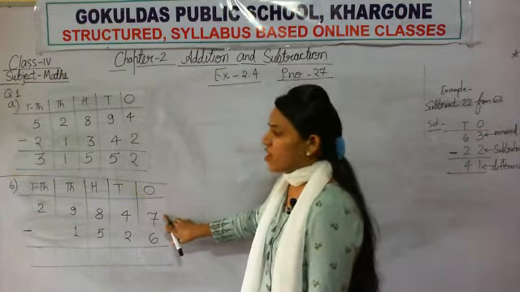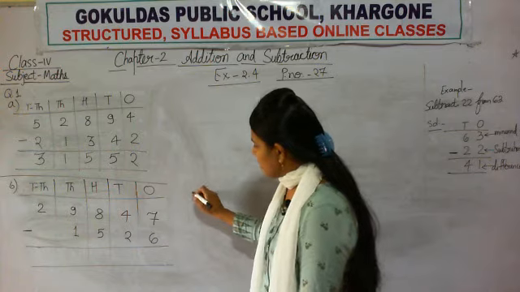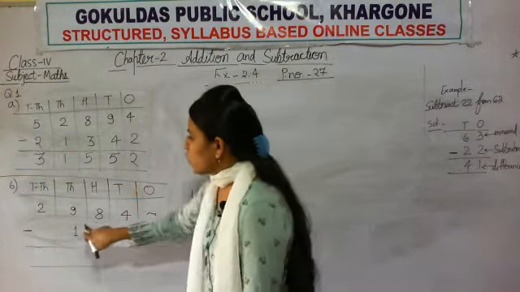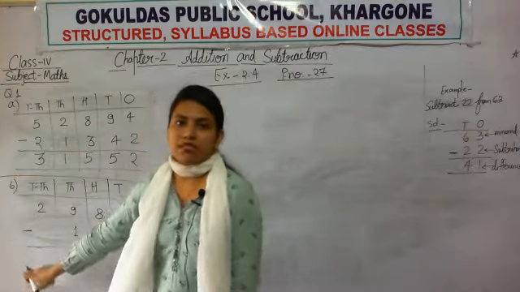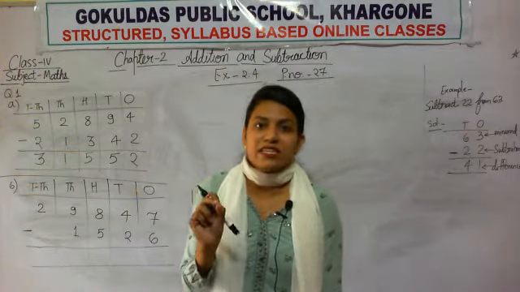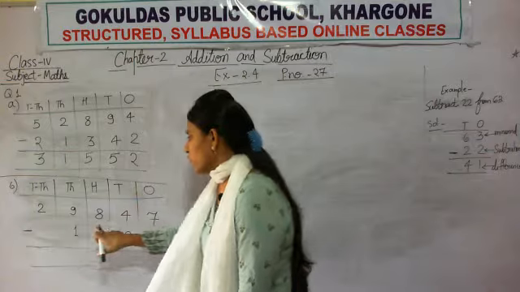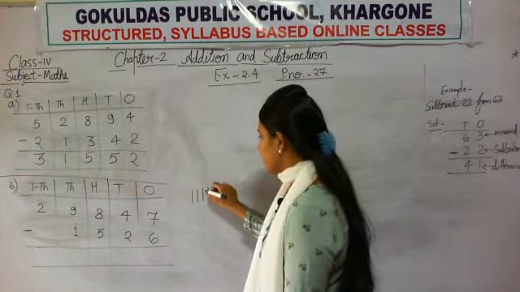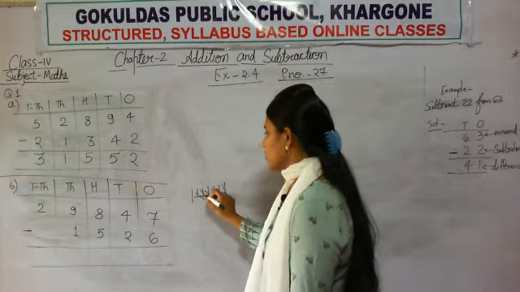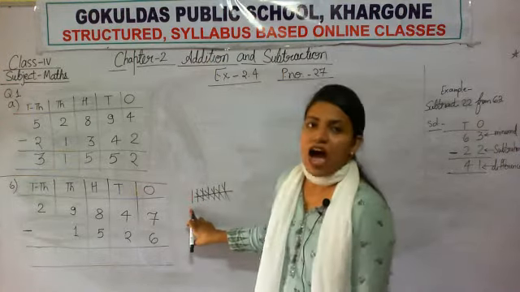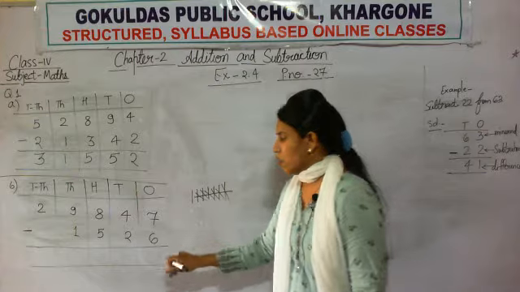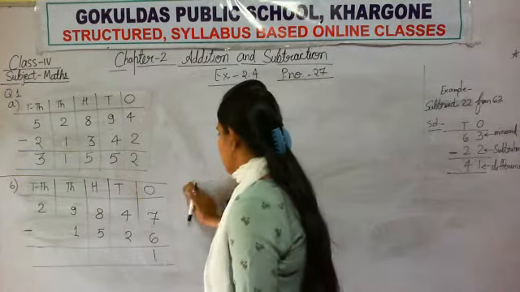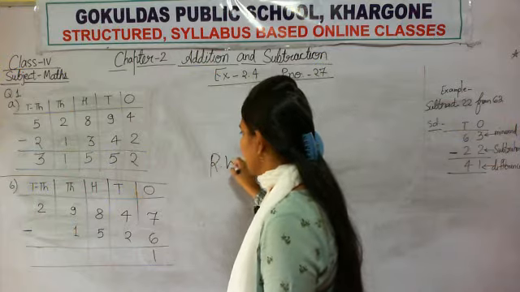In ones column the first number is 7. So draw 7 sticks. 1, 2, 3, 4, 5, 6, 7. Now you see that here which symbol? Subtraction symbol is there, minus symbol is there. So you will remove 6 sticks from this cell. So 1, 2, 3, 4 and 5 and 6. You have removed the 6 sticks. How many sticks remain? 1. So write 1 in ones column. Okay. Here I am doing rough work.